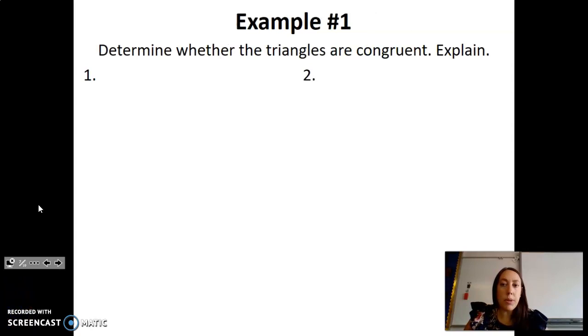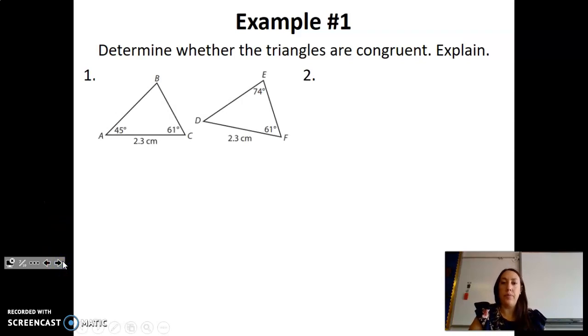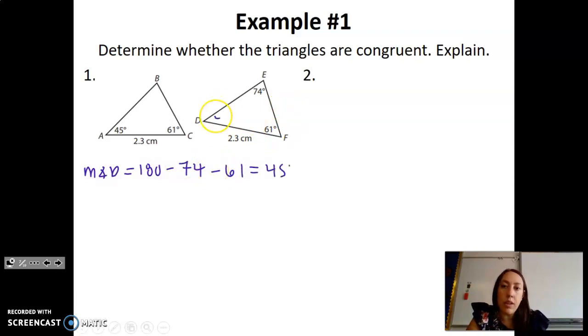All right, we are going to do an example. We're going to determine whether the triangles are congruent using this new shortcut, angle, side, angle. All right, so let's see here. We have this 45-degree angle, we have the 61-degree angle, and we have this side that has a length of 2.3 centimeters. In this triangle, we have the 74-degree angle, the 61-degree angle, and then we don't know angle D yet, but we can easily solve it. So let's go ahead and do that. The measure of angle D is going to be equal to 180 minus the two other angles. So minus 74, minus 61, and we do get 45 degrees.